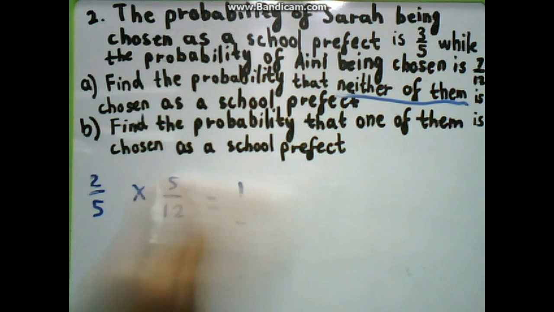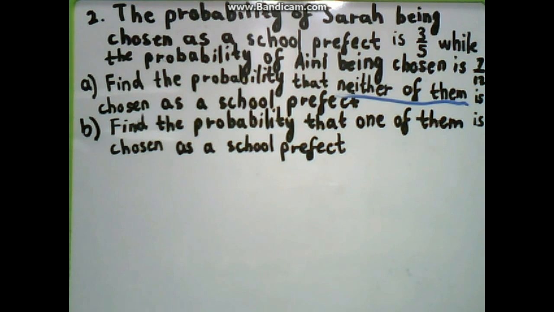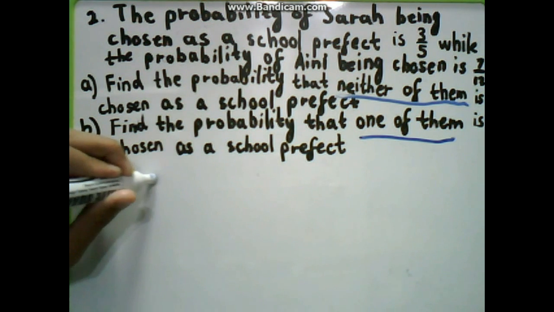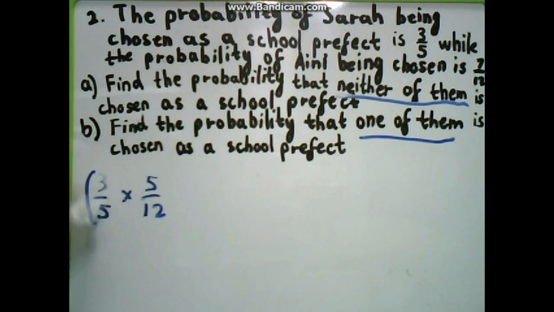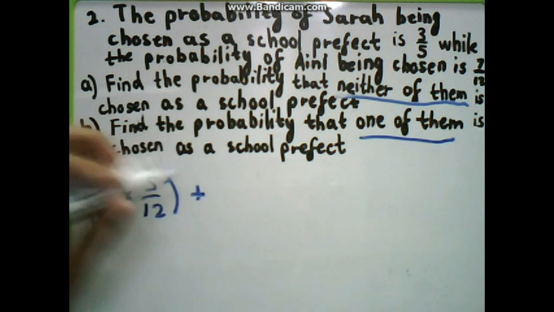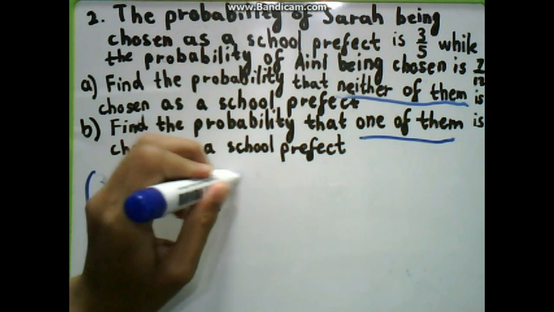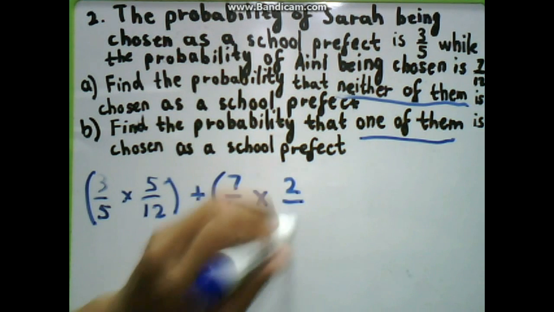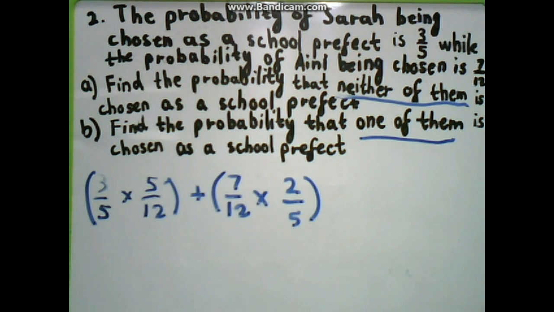Yeah, that's correct. For B it is basically the same. The probability that one of them is chosen as a school prefect. So basically it's just what we did in the first question. So it is 3 over 5 times 5 over 12 plus 7 over 12 times 2 over 5. So let's calculate this very quickly.